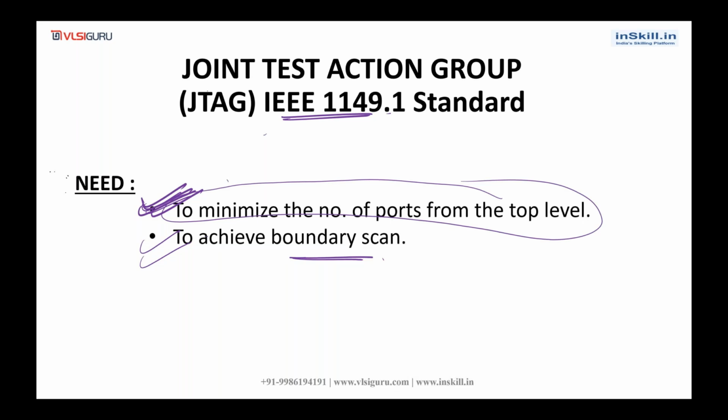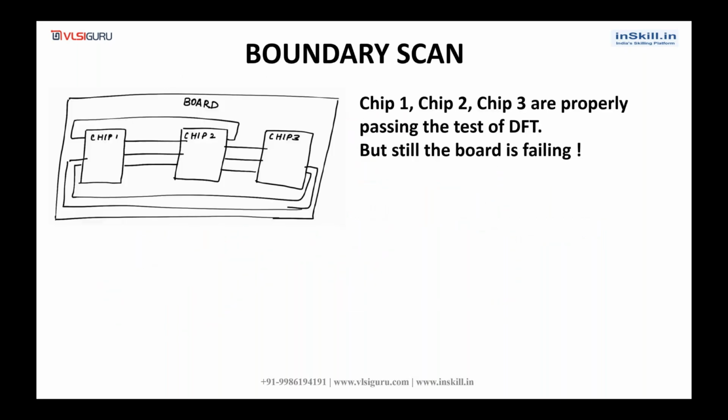Okay, so that we will cover during our course curriculum. And the next need of JTAG is to achieve boundary scan. So we will understand what boundary scan is. Chip 1, chip 2, chip 3 are properly passing the test of DFT, but still the board is failing. Let's try to understand what it means.